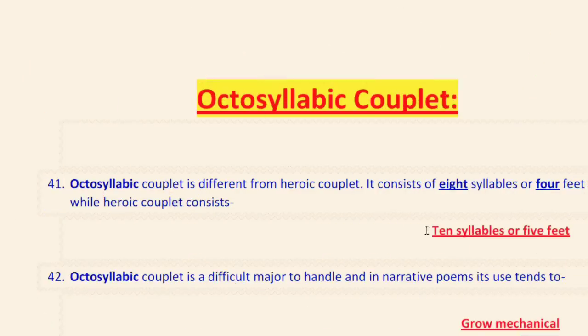Okay, now let's talk about octosyllabic couplet. Question number 41. Octosyllabic couplet is different from heroic couplet. It consists of 8 syllables or 4 feet, while heroic couplet consists. The answer is 10 syllables or 5 feet.